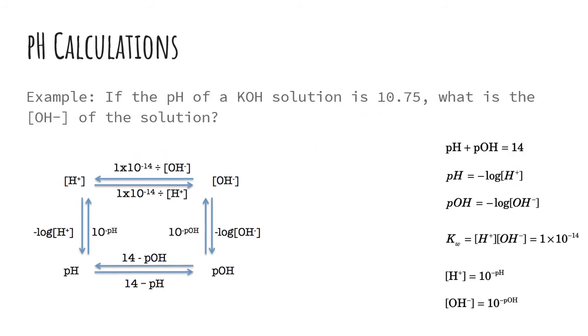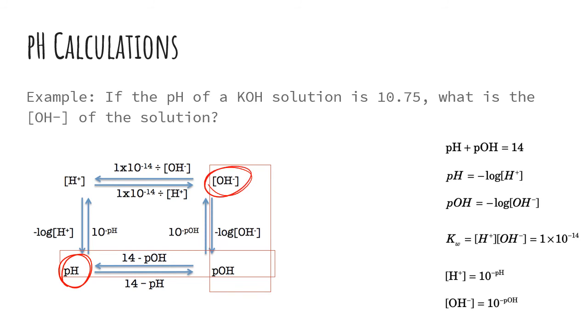If the pH of a KOH solution is 10.75, what is the concentration of hydroxide? This time we're actually starting with pH and we're going to the concentration of hydroxide. So we're going the other way. The first thing we're going to have to do is find the pOH and then find the concentration of hydroxide.